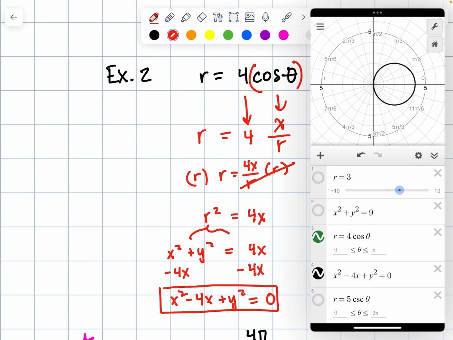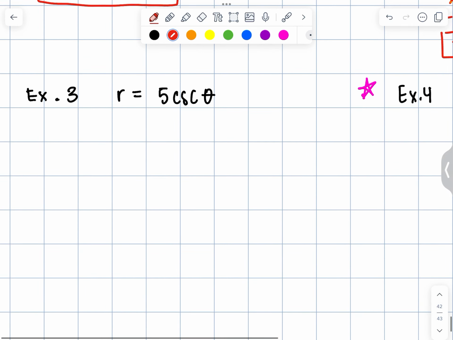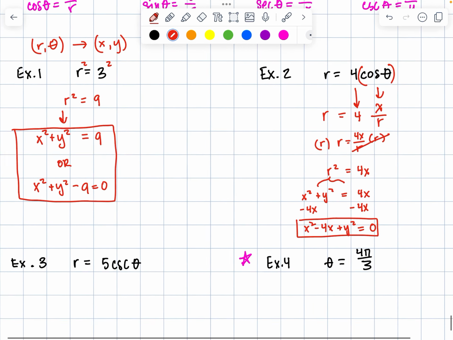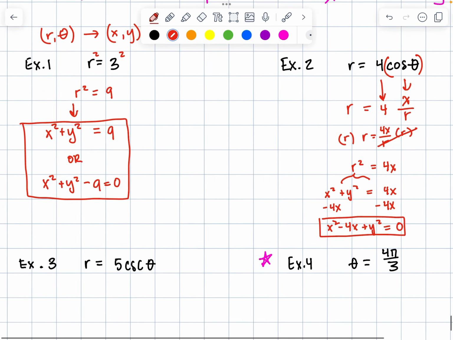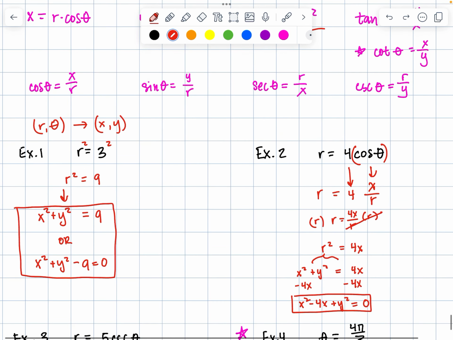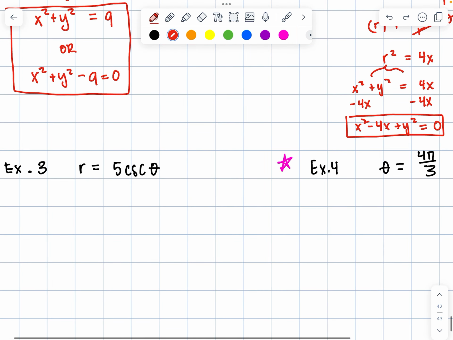And then we add this new equation, x squared minus 4x plus y squared, and it is the exact same graph. Okay? Next one. r is equal to 5 cosecant theta. So this is actually very similar to our last example, except this time we have a cosecant. Cosecant, as we talked about, is r over y. So this one's going to be a little bit different. We're going to still set this up the same.